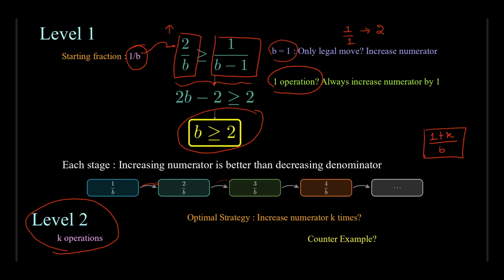But is this idea correct? Can you prove it, or can you find out a counter example to prove that it is not correct? Notice that we already proved it mathematically that this is always correct when k is equal to 1. But then what is the proof or the counter example when k is not equal to 1?